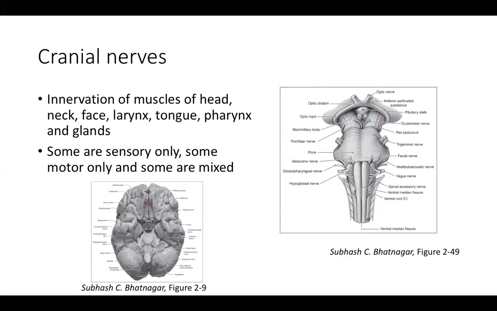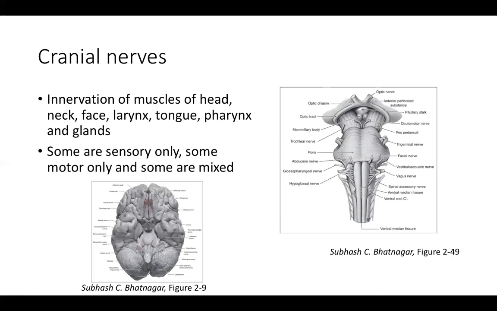The cranial nerves are nerves that are innervating muscles of the head, the neck, the face, the tongue, and some other areas that are also involved with language. Some of them are sensory only, and some of them are motor only, and there are some cranial nerves that are both sensory and motor as well. Here I'm showing you two images of where the cranial nerves reside. This is looking from the bottom of the brain, and this is looking from the front of the brainstem. We'll go through this in a little bit more detail in a few lectures from now.